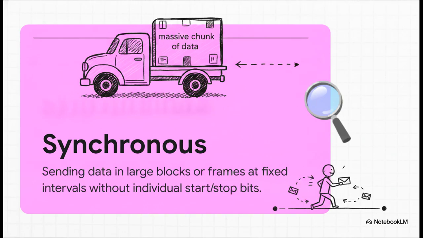So instead of sending one tiny character at a time, the sender gathers a massive chunk of data, let's say 80 to 132 bytes, keeps it in its memory, packages it into a single solid block or frame, and then sends it all at once at fixed intervals. Think of it like a delivery truck taking a huge load of packages across town in one single trip, rather than a courier running back and forth for every individual envelope.